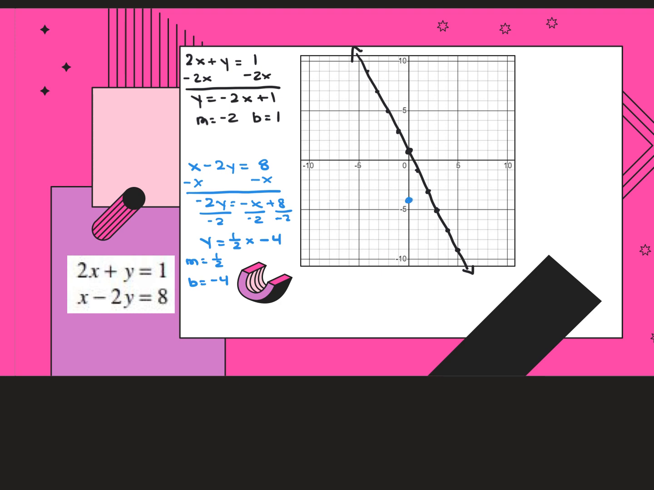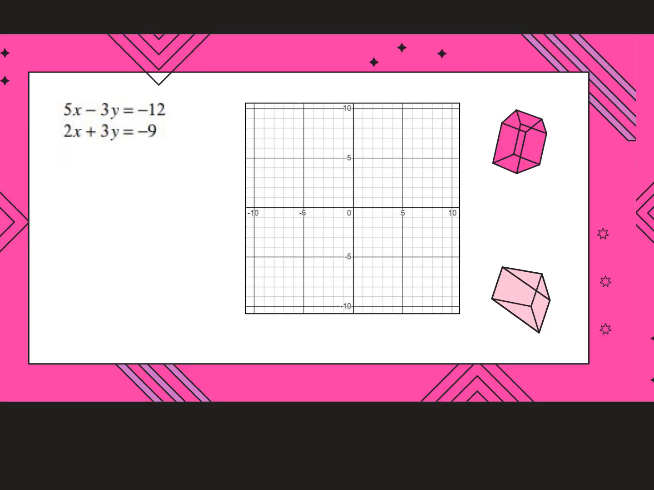All right, so I'm going to start at -4. I'm going to go up 1 over 2, up 1 over 2. Finish off my graph, down 1 to the left 2. All right, we can see we have a point of intersection there. So our solution is going to be the point (2, -3).